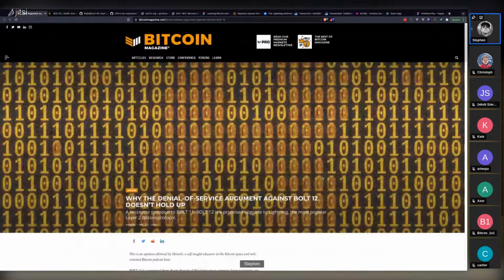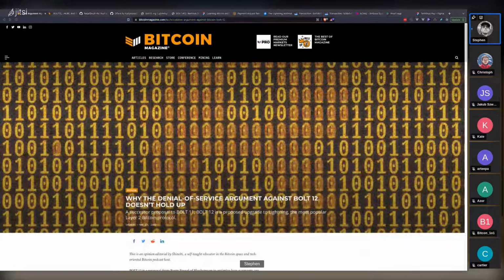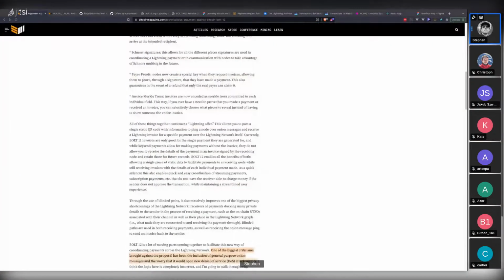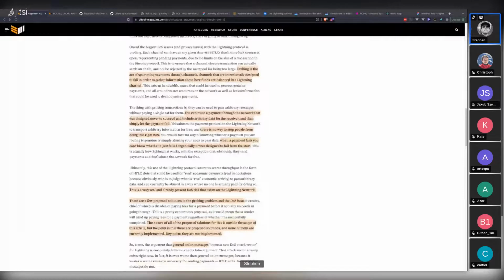One paper I'll drop in the chat here, because we're getting close to the hour, is about some criticisms of Bolt 12. You'll hear about this free messaging topic and all of this. There are claims that Bolt 12 creates a denial of service attack security loophole, and I thought that this paper laid out a counter argument to that. So I'll drop that in the chat if anybody is super curious about diving into the technical details of that. But that's the general gist.